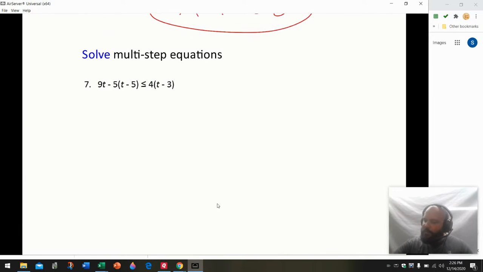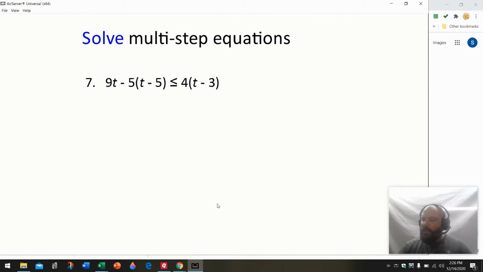Now we've got 2 more of these to do. These are multi-step inequalities. And so let's do it. We're going to draw our line.